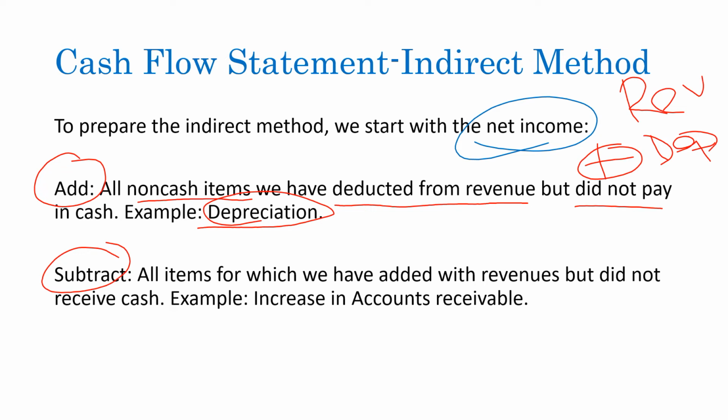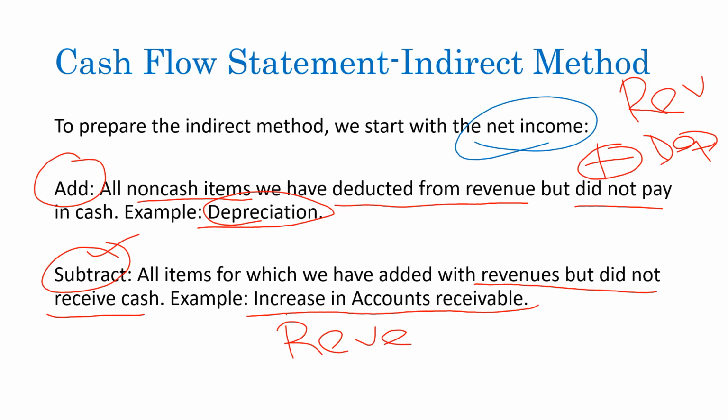And now, all the items for which we have added revenues but did not receive cash, we'll have to subtract. For example, an increase in accounts receivable. It means that we have added this amount of income or revenue in our revenue account, right? But we did not receive cash.